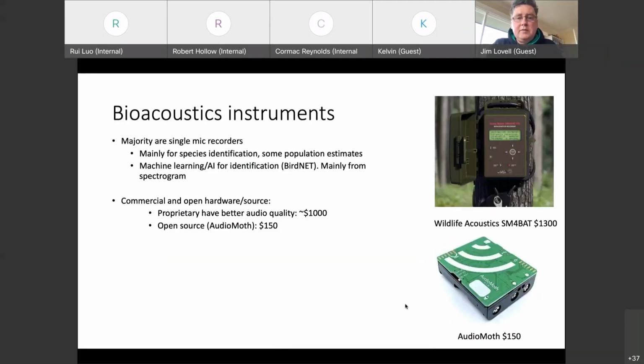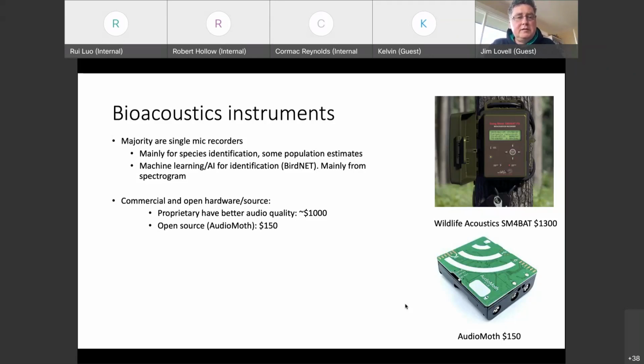So here's a picture of the sort of bioacoustics instruments that are in use at the moment. The majority of them just use a single microphone, and they record the time series, and they usually do a Fourier transform to extract amplitude as a function of frequency and time. And that's mainly for species identification, and they do some population estimates, although it's hard with a single microphone because you can see that there's a creature there and you can identify it, but you can't really say how many there are, or if it's moving, or what it's doing, but you can say if it's there or not.